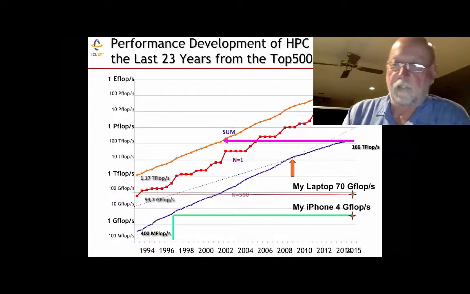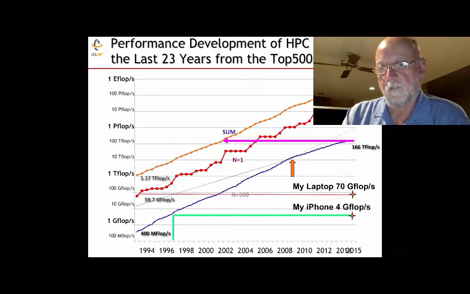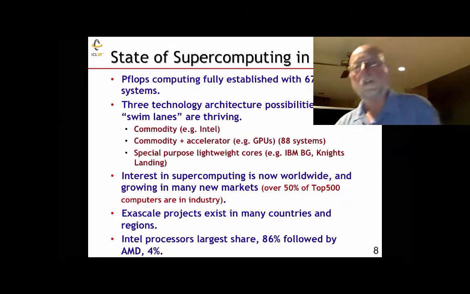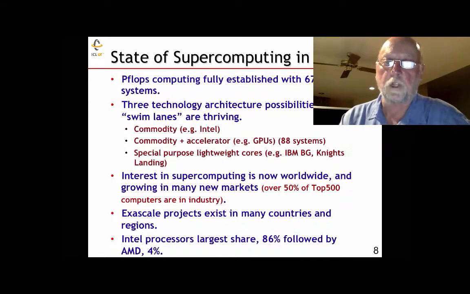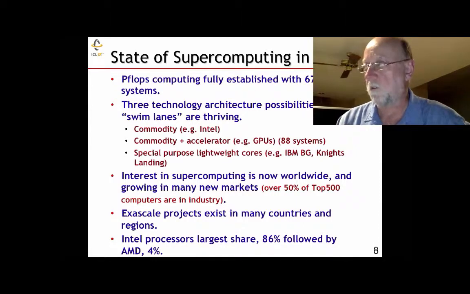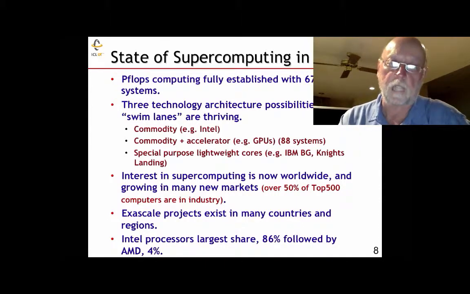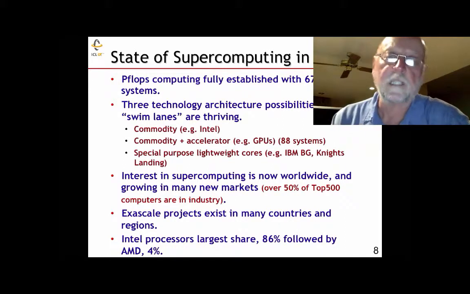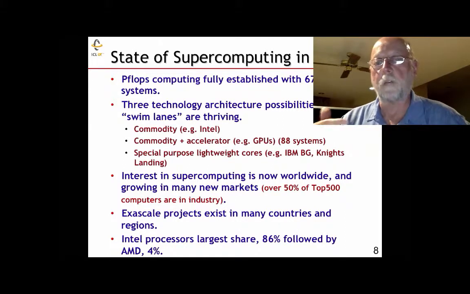So that's that effect I've just mentioned there with the machines and things changing. If we take a look at the state of supercomputing today, what we see is that today we have petaflop computers. There are 67 machines which have petaflop computing, or systems which have greater than 10 to the 15 operations per second. We see basically three technologies that are appearing as architectures for the future.